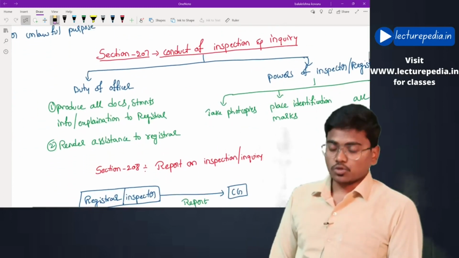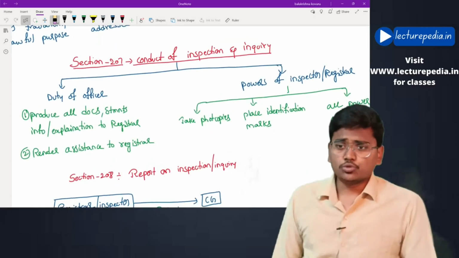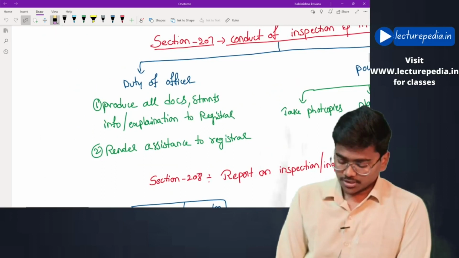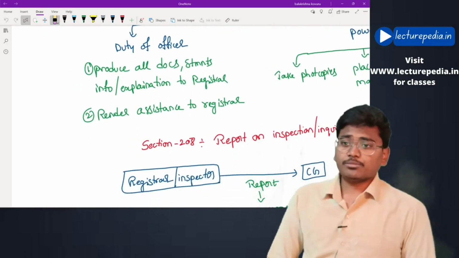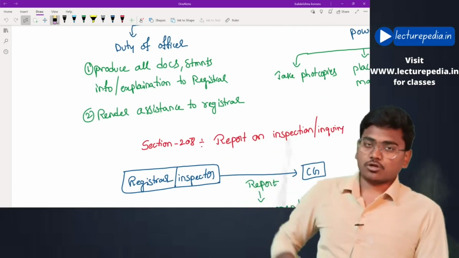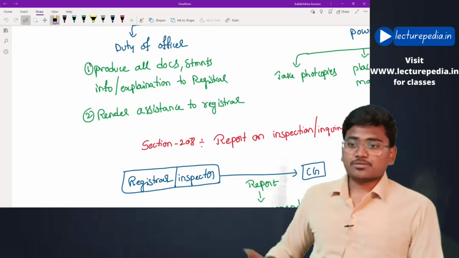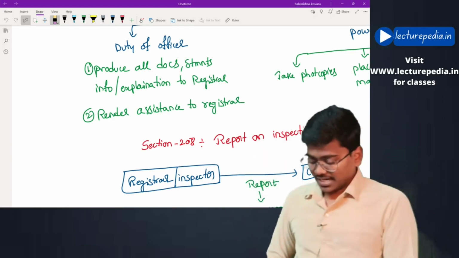Next, section number 207, which deals with some of the powers and duties during inspection and inquiry. Let us see. First of all, duty. Duty of whom? Duty of officers of the company. What is the duty of officers of the company? They must produce all documents, statements, information, explanation to the registrar. Whatever the information is asked by the registrar, that must be provided by the officers, and they must render assistance to the registrar for conducting inspection and inquiry.